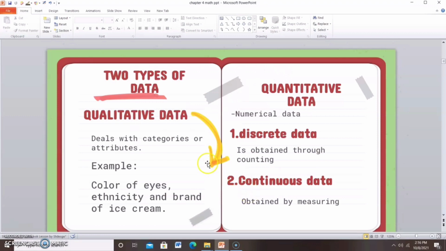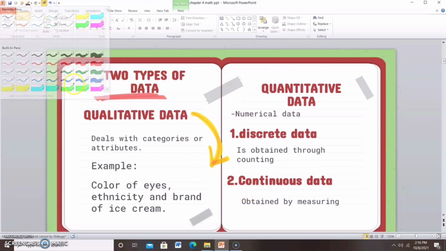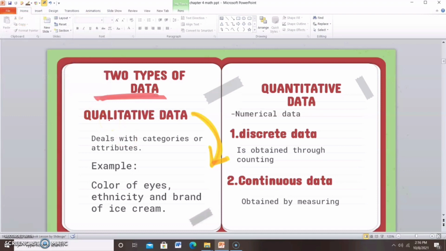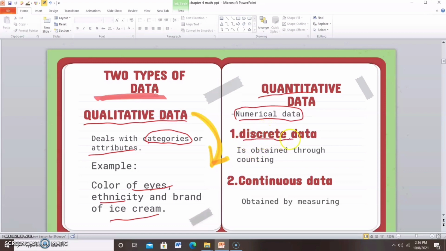Next, there are two types of data. First is the qualitative data, which deals with categories and attributes. Examples are the color of ice, elasticity, and brand of the ice cream. The next one is the quantitative data, which is the numerical data. In quantitative data, there are two parts: first is discrete data, which is obtained through counting. Next is the continuous data, which is obtained by measuring. So those are the two parts of quantitative data.